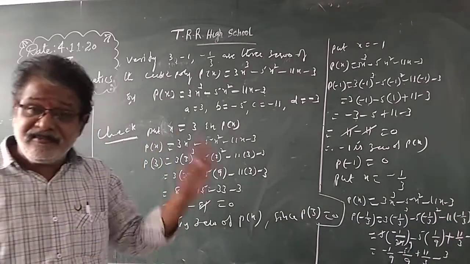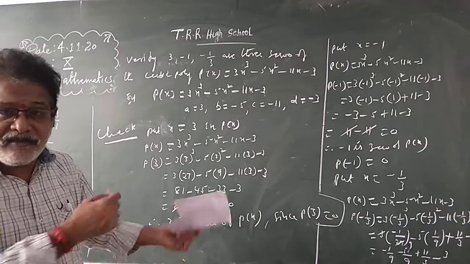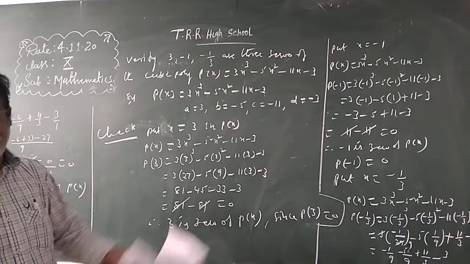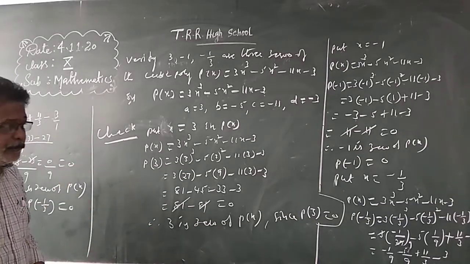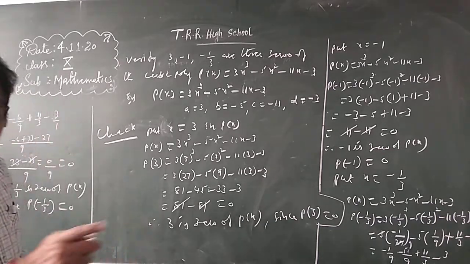When you get 0, it is 0. Otherwise, not 0. We have checked that they are zeros. Now we have to verify the relationship between zeros and coefficients. I hope you understood.